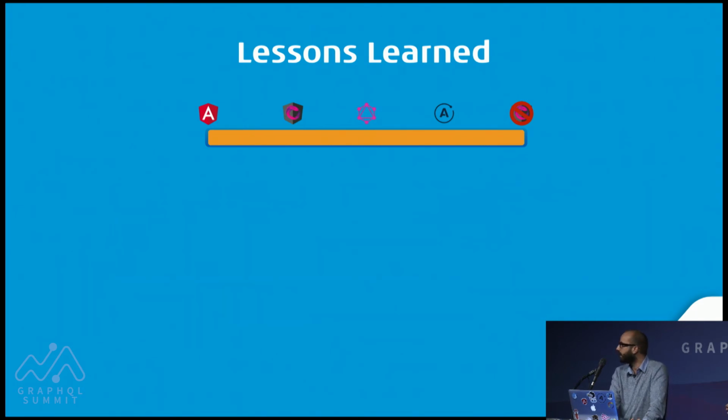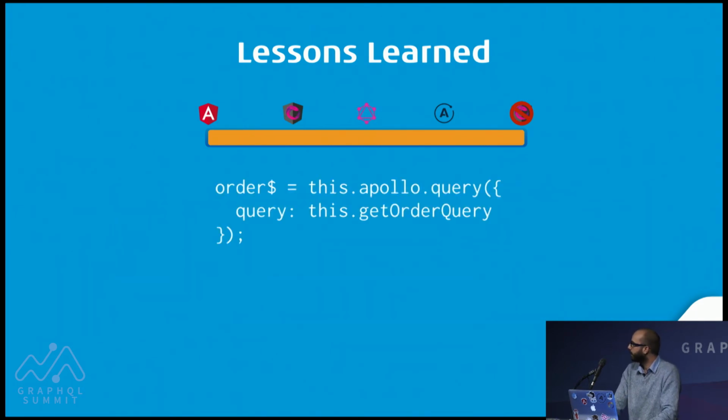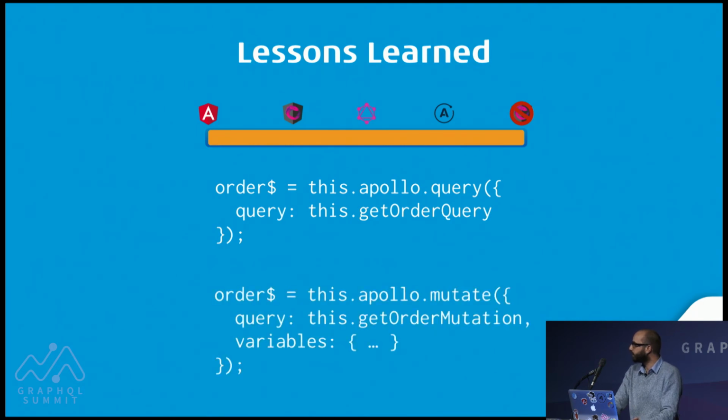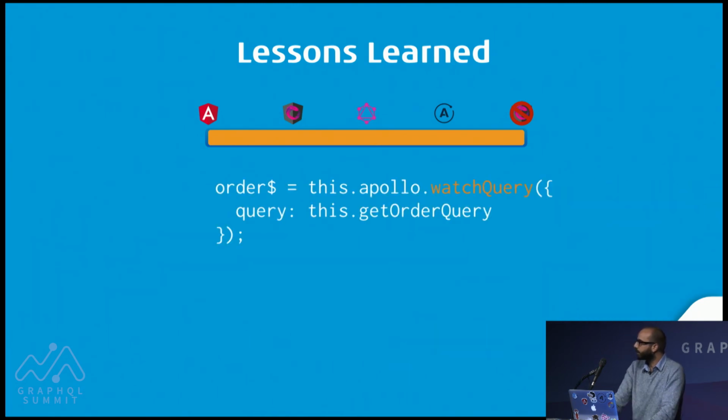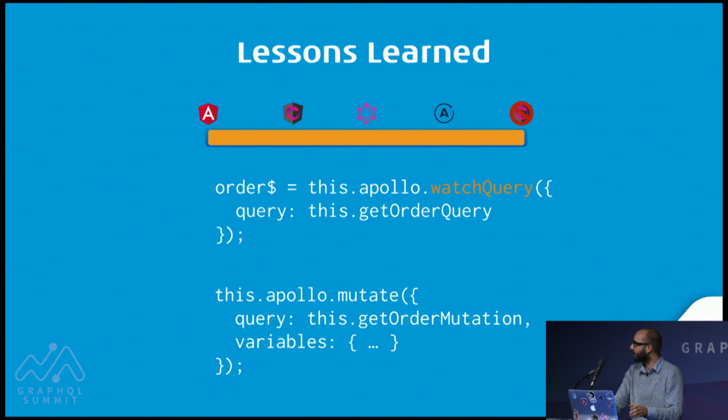So how did we achieve this? First, we used an Apollo query to get our order, and then we used a mutation to get the updated order and replaced it entirely. So this is not the proper way to do this. How can you do this properly? You can just use Apollo watchQuery to get your order and keep an eye on it, and then with your mutation, you will just change the necessary part of this order, and it will be reflected in your UI.